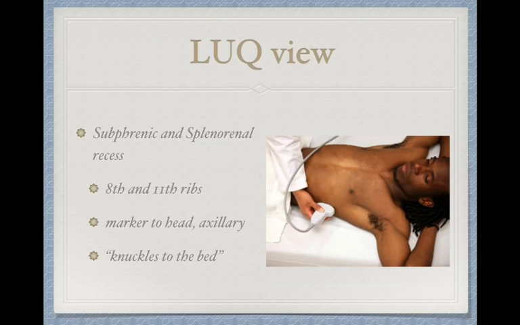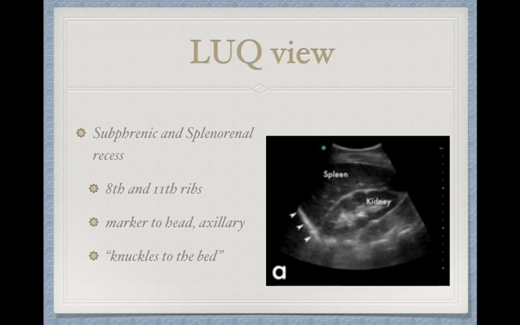So we'll go up to the left upper quadrant now. We're kind of the same concept. The tricky part about this left upper quadrant is that you're going to really need to have the probe close to the bed. So we even say knuckles to the bed, really getting posterior on the patient to image through that spleen. This is again the 8th to 11th rib. Marker is towards the head, and we again are trying to get quite posterior to get our window through the spleen. So here again, there's our diaphragm where the arrows are.